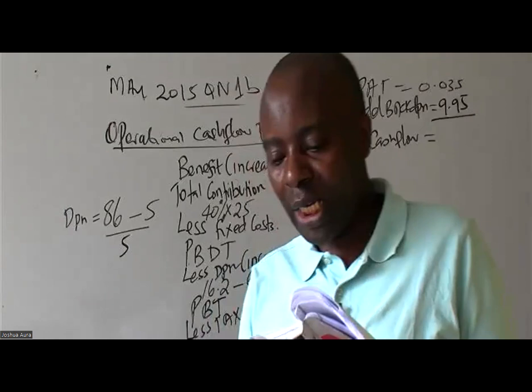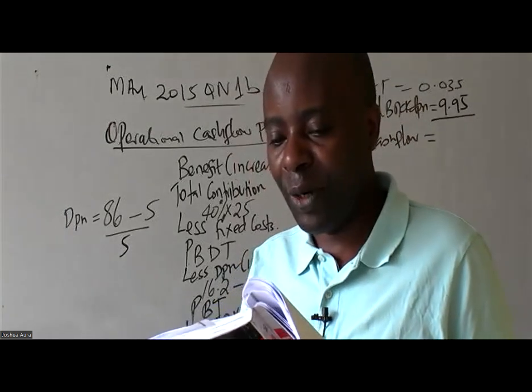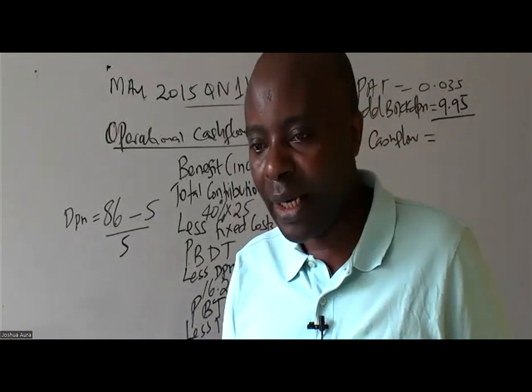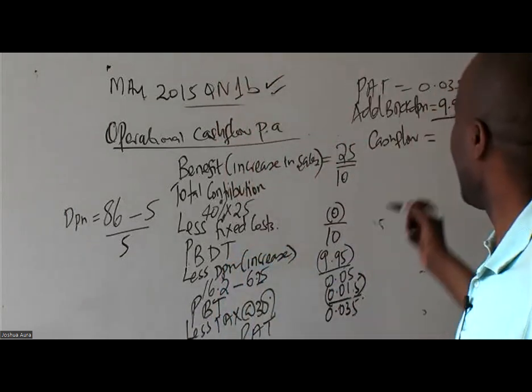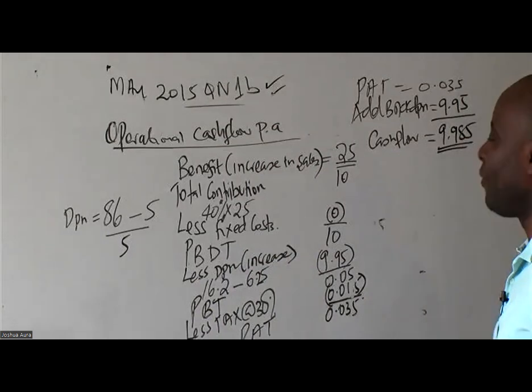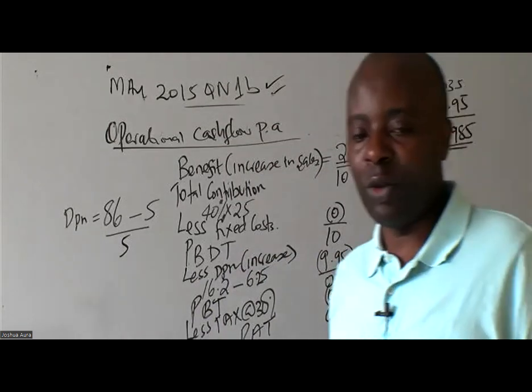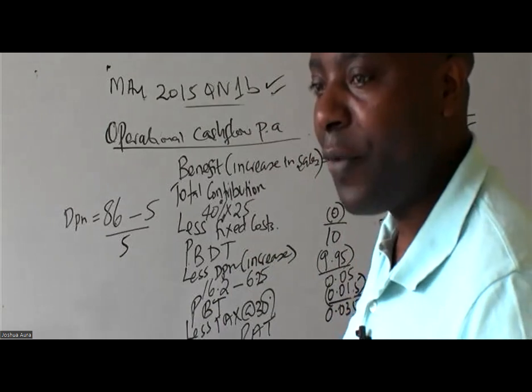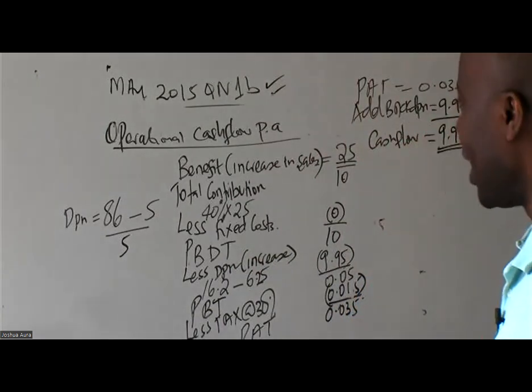So the operational cash flow, I'm being given a figure of what here, somebody? 9.985. So the operational cash flow is 9.985 like that.